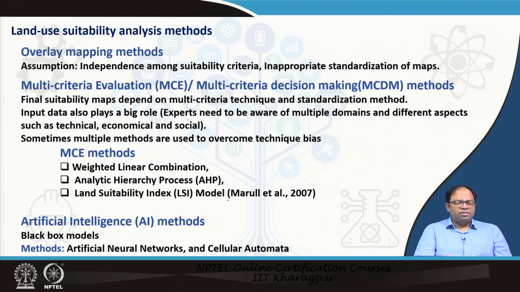We can also go for artificial intelligence methods like cellular automata and artificial neural networks. We have discussed cellular automata, where the development that should take place in the next cell depends on many factors plus the actual development in the nearby cell. So there is a sort of simulation which takes place, and based on the different criteria that are given, we can determine what is going to be the land use in the next cell, and accordingly we can also determine suitability as well. So these are all black box models. We are not going to cover that in this lecture, but primarily we are going to look into the MCE methods.